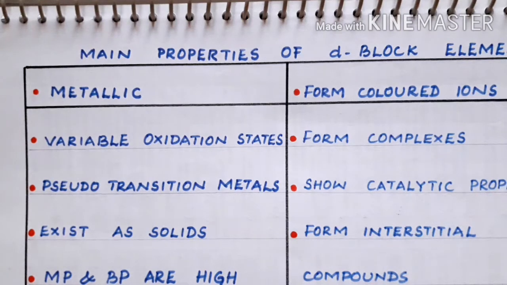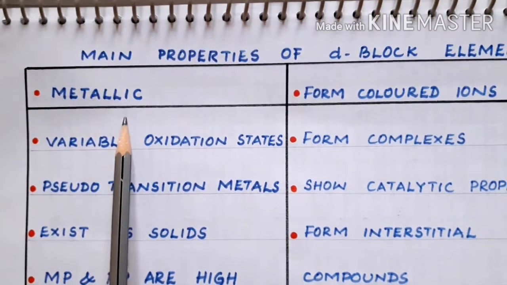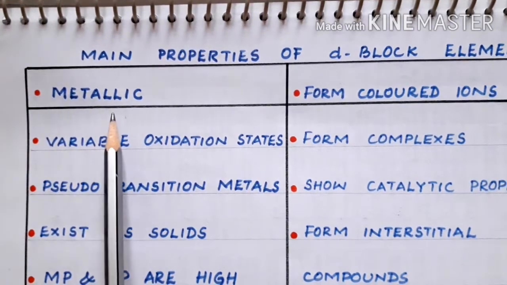Hello students, today's discussion is about the main properties of D block elements. You know that groups 3 to 12 in the modern periodic table belong to the D block, and it mainly consists of metallic substances. All the transition metals are mainly metallic in nature.